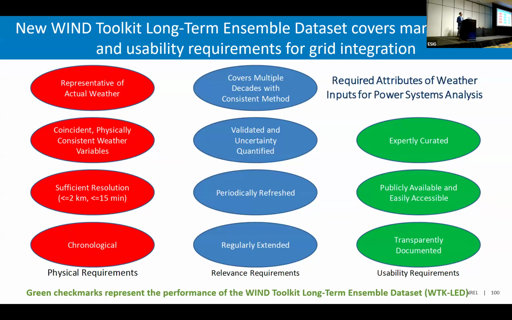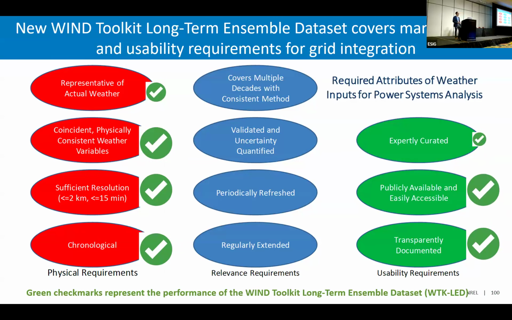So this is also from Justin's book, right? We have this new data set. Really, it's data sets, as you'll see on a couple of the subsequent slides. The update to the Wind Toolkit, which is the Wind Toolkit long-term ensemble. I feel like it's really data sets that cover many of the usability requirements, but certainly not all of them that Justin laid out. So like we were saying, there's really just never a perfect data set.